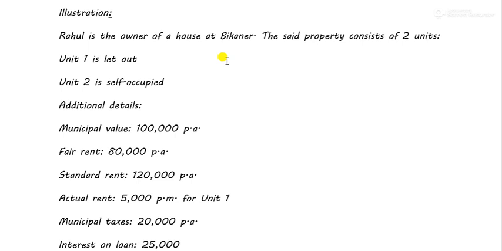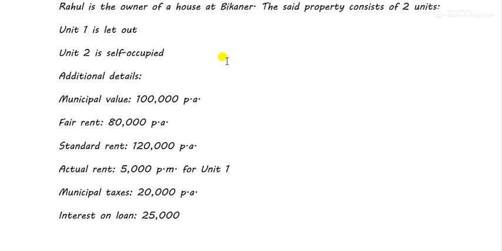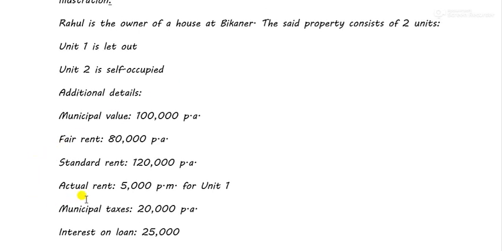For example, say 50% of the area is let out and 50% of the area has been self-occupied by Rahul. So we have been given all the details, and the details are completely the same as the above sums except for one thing: the actual rent is 5,000 per month for unit 1. Now unit 1 has been let out for the whole year, not for 6 months or 3 months.